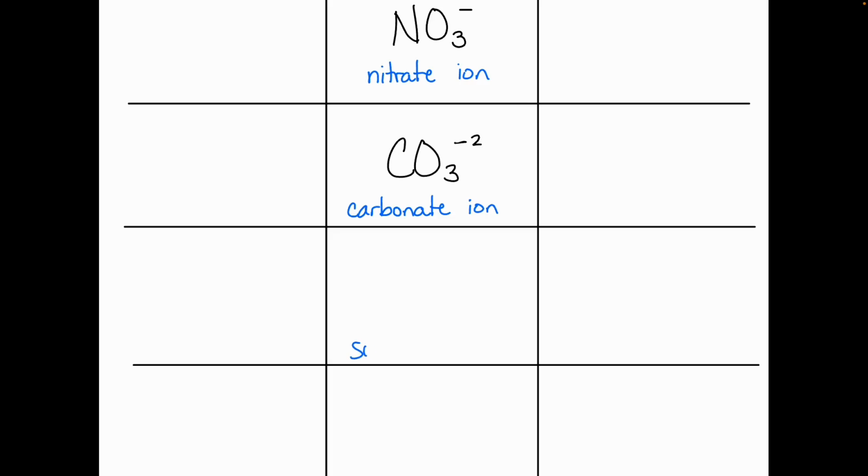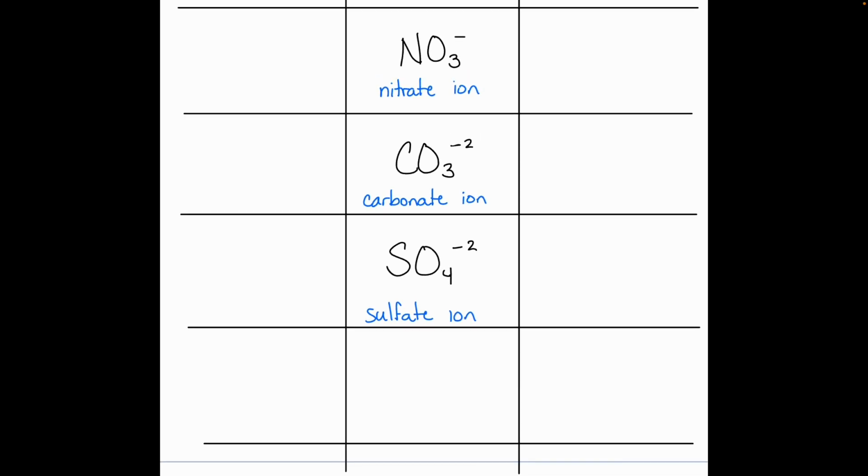If I tell you that there's also a sulfate ion, what do we think our nonmetal is here? Sulfur and a bunch of oxygens. So in this case, it's SO4 with a -2 charge. That is a sulfate ion. And then our last one is PO4 with a -3 charge. This is a phosphate ion.